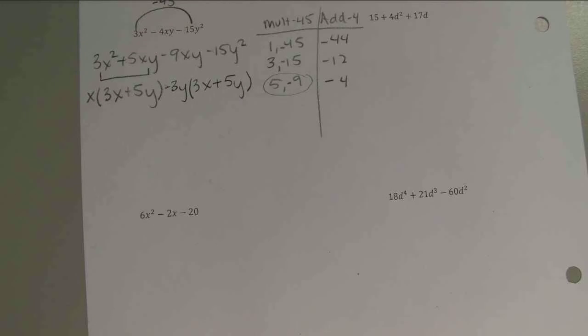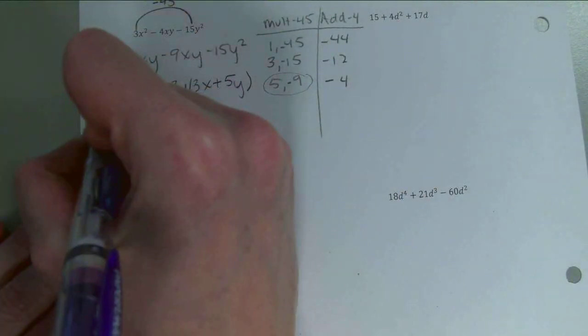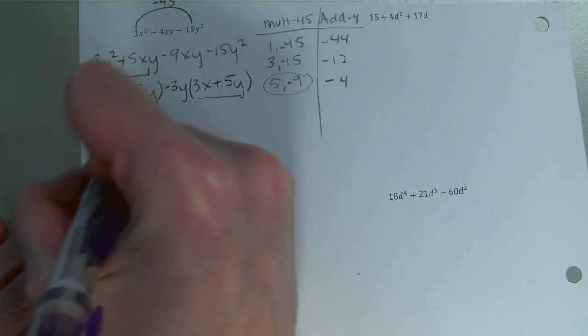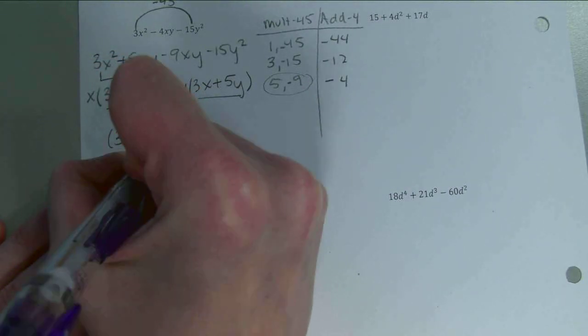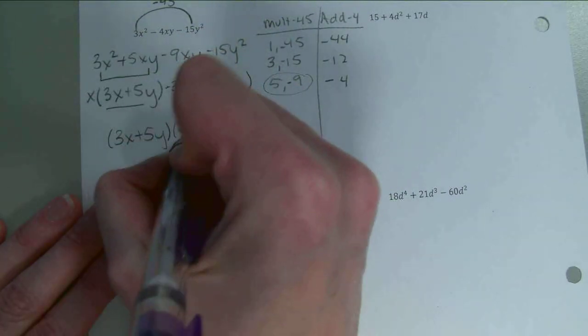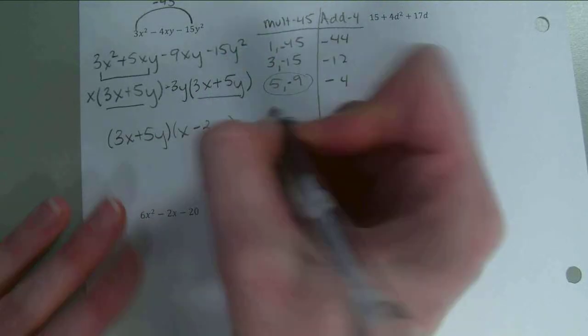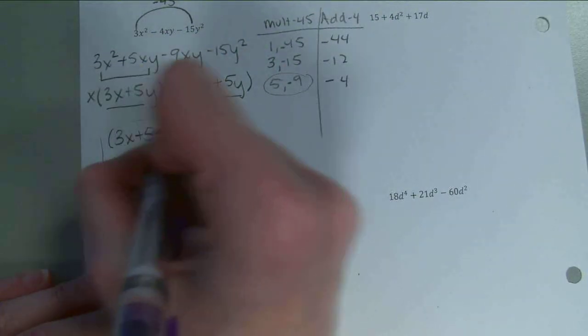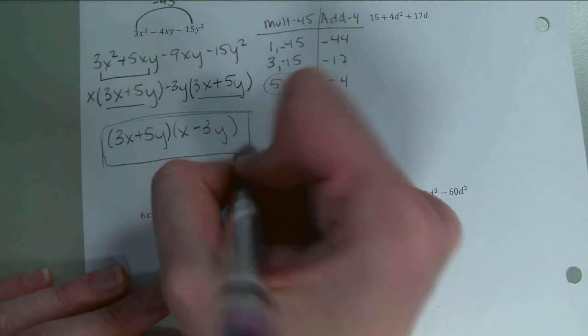So the last chunk is to realize that 3x plus 5y is your common factor. So pull that out in front, 3x plus 5y. But what remains from the first term is an x, and what remains from the second term is a negative 3y. Is that okay? Are there any questions there? You good?